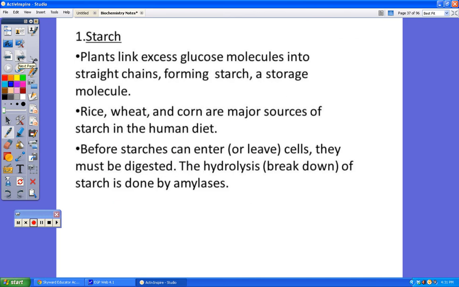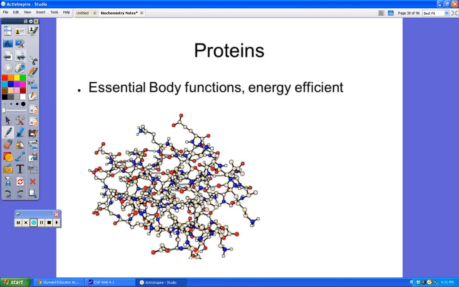Starches are just the long chains of sugars. So plants take excess glucose molecules and put them in chains, forming a starch. So typically vegetables, rice, wheat, and corn are all major sources of starch. Before starches can enter or leave the cells, they must be digested. That means they must be broken down, like I've drawn on the previous slide.